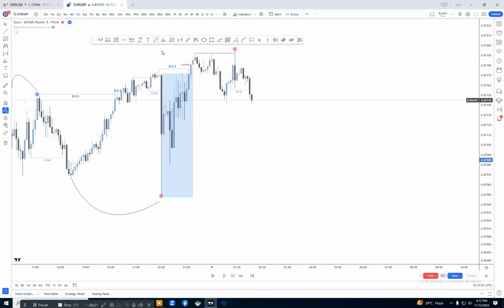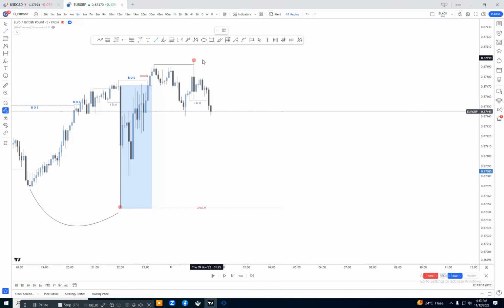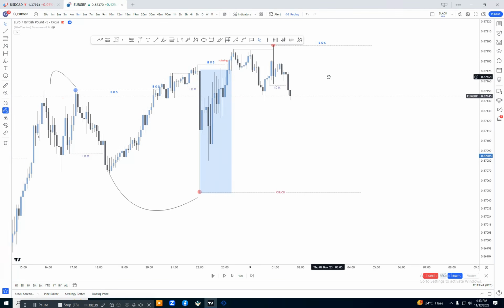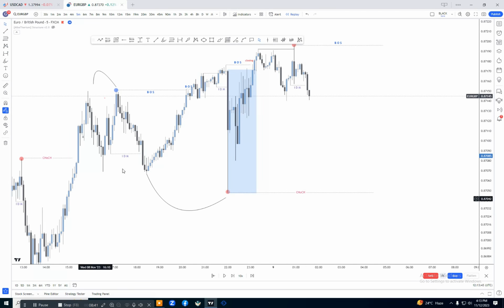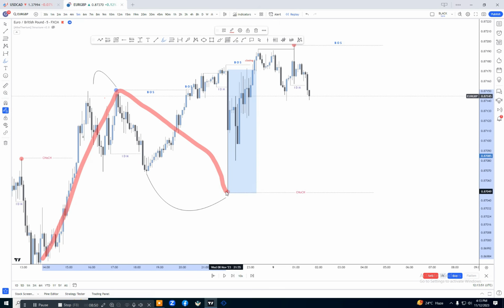Now where is our change of character point? Here, you can see, if the market breaks the previous low which is here, that will act like a change of character. And if the market again pushes to the upside and closes above that area, then this will be our continuation. Remember, this is our impulse. This whole move is impulse. This is our retracement. This is our continuation.